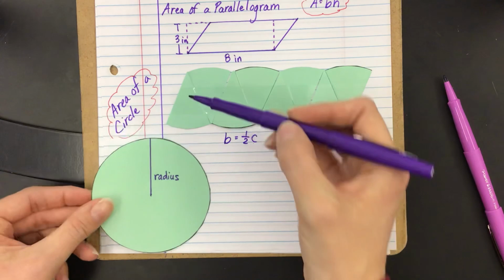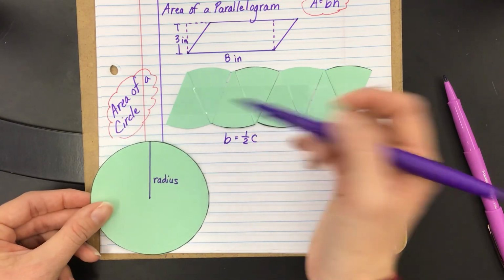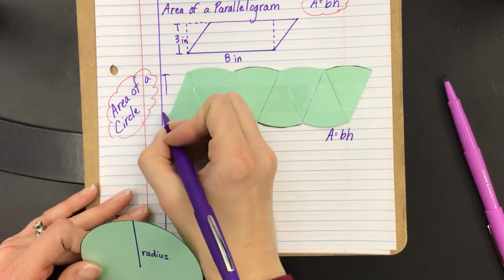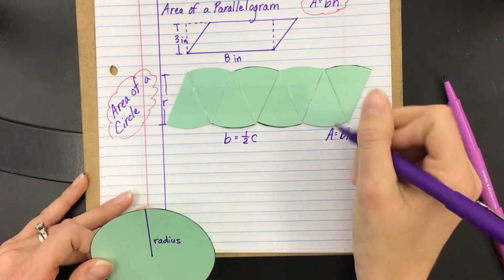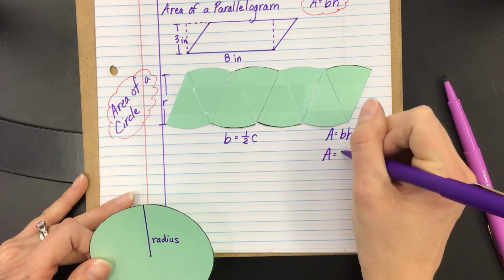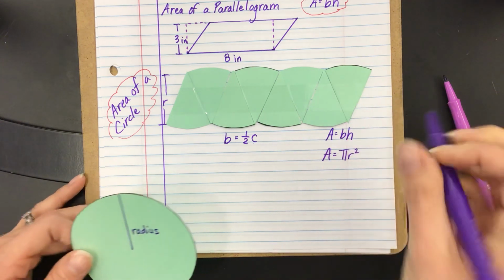Okay, does anyone know what the height of that is? Yes, the radius, okay? Okay, write this down before you leave. Area is equal to pi r squared.